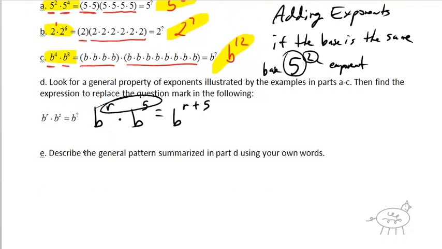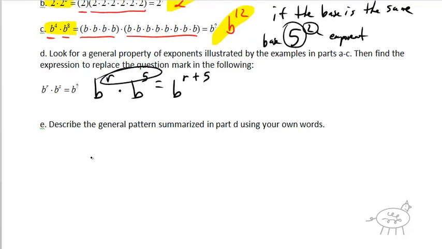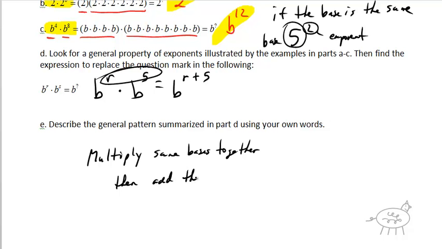Okay, so that is exactly what I did. Describe the general pattern. So if you multiply same bases together, then add the exponents. Okay? And again, I should say here, when you add the exponents, you keep the same base. It's really important. Keep the same base.